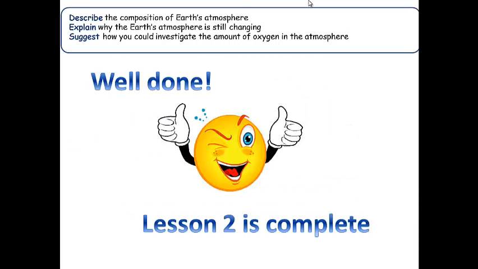Right, well done. That is lesson 2 completed. So what we've done today is describe the composition of the Earth's atmosphere. So if you can, just write down the main gases from the Earth's atmosphere. Then could you explain why the Earth's atmosphere is still changing? So if you want to write a quick couple of sentences down to explain that. And then finally, could you suggest how we could investigate the amount of oxygen in the atmosphere?